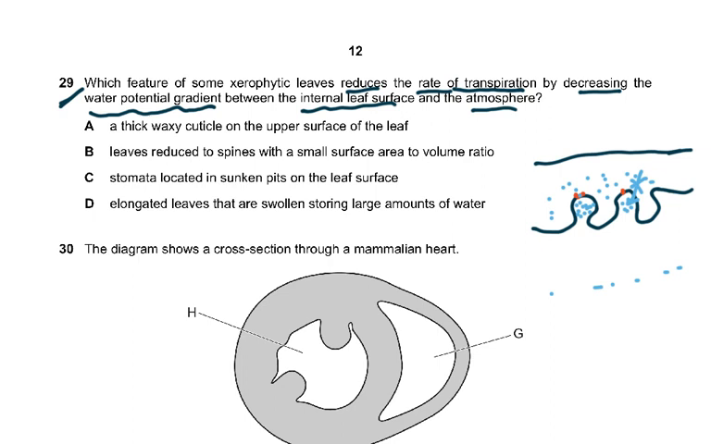So that is why the answer to 29 was C, stomata located in sunken pits on the leaf surface. You see, all these others are not related to this. Thick waxy cuticle, yes, prevents water loss. The spines also give less surface, so yes, elongated leaves, there are succulents. That means more water is stored. They are not in line with the question. It says, how is the rate of transpiration reduced?